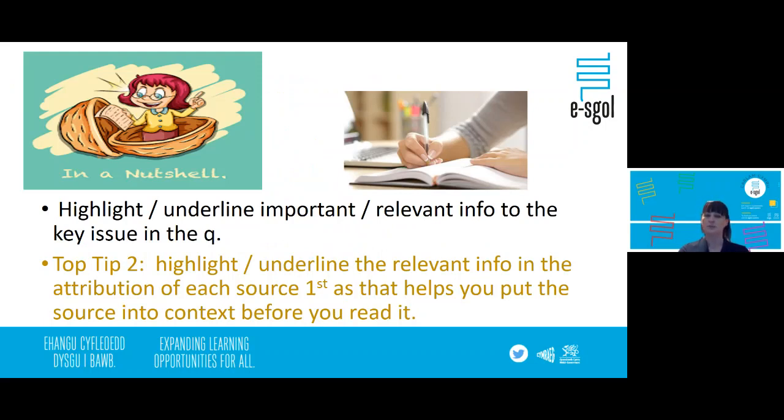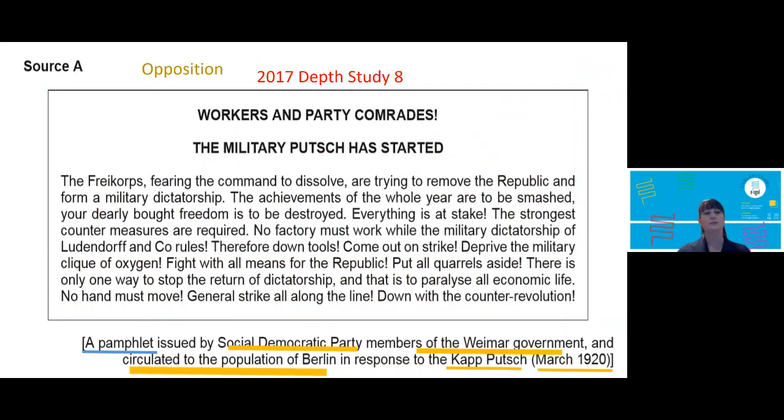So top tip 2 is to highlight and underline the relevant information in the attribution of each source, because that helps you to put the source into context before you read it. So there's the word at the top, opposition. Look, that's the theme, that's the key issue that we're focusing in on. And I've purposely chosen a 2017 paper here to show you that they can still be used, even though the layout is slightly different. It doesn't matter. I'll compare this to one that's 2022 towards the end of the presentation.